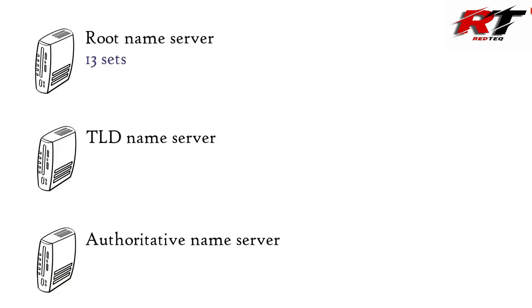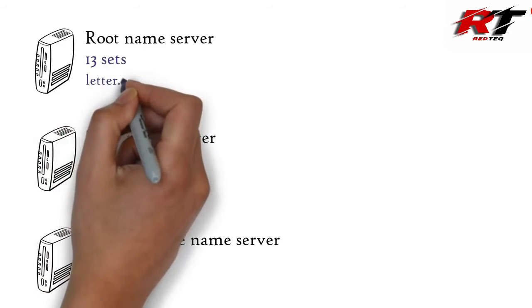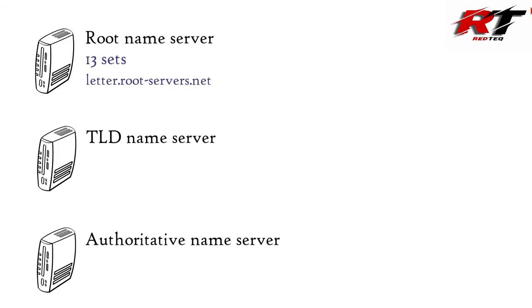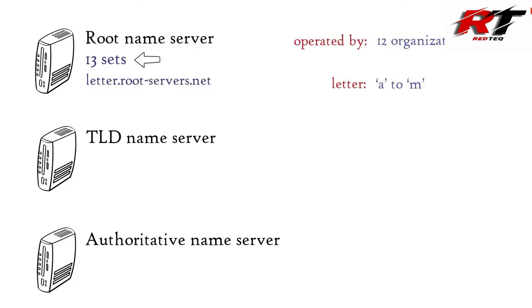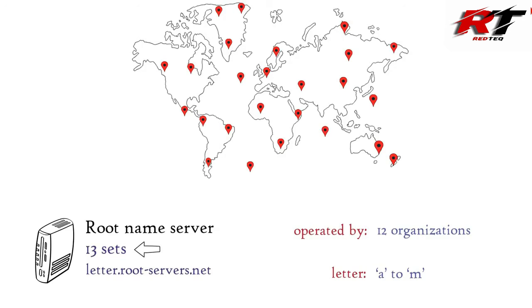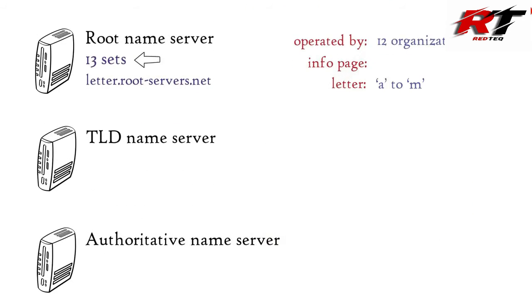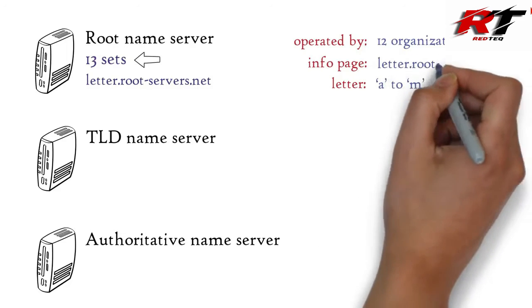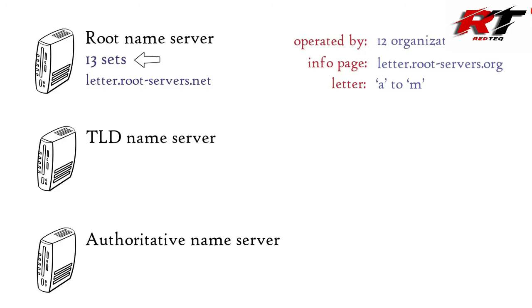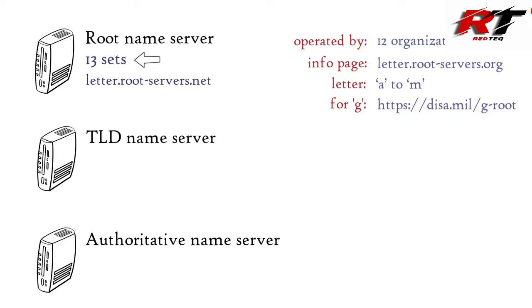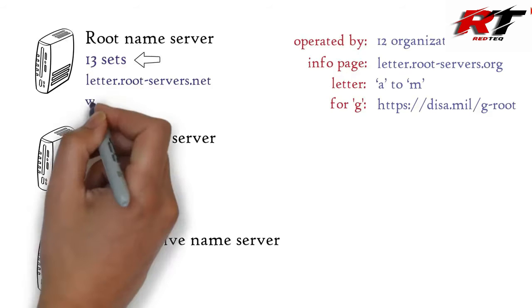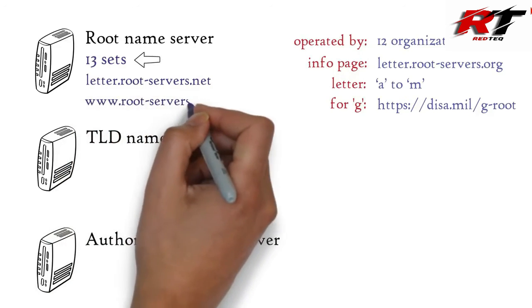It connects the web browser of our computer to the DNS name servers. There are 13 sets of root name servers, logically named letter.root-servers.net, where letter ranges from A to M, and are operated by 12 different organizations. Each set has a number of servers placed around the world. An informational page exists for all root name servers at the address letter.root-servers.org, where letter ranges from A to M, except G. For G, this is the home page address. Details of all root name servers can be found on the website www.root-servers.org.